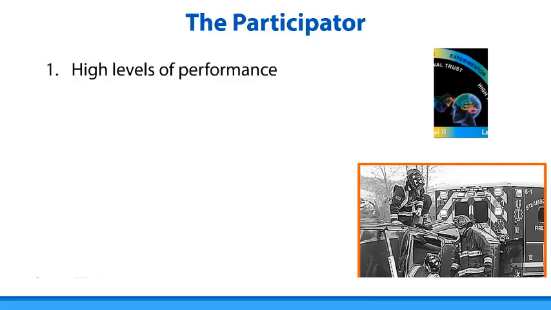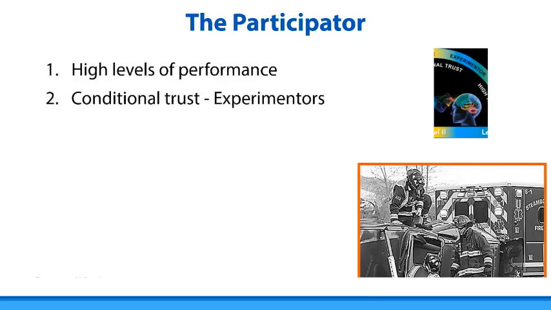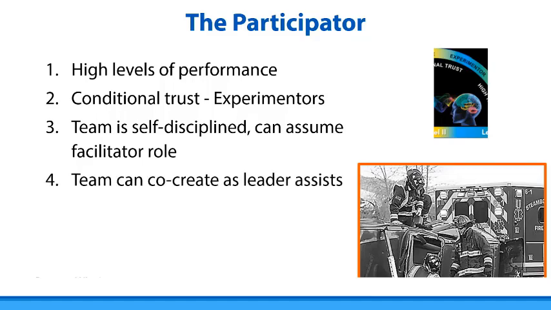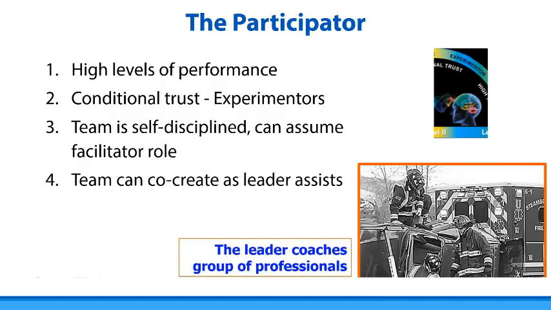The third level, now we're starting to move up in the trust. We're still in the conditional area, but now we're experimenters. We'll try something new. And these are high levels of performance. The team knows what they're doing. The team is self-disciplined and can assume a facilitator role. This is very good. That means now we get to be a participator in the process. We don't have to be over them. So now the team can co-create as the leader assists.